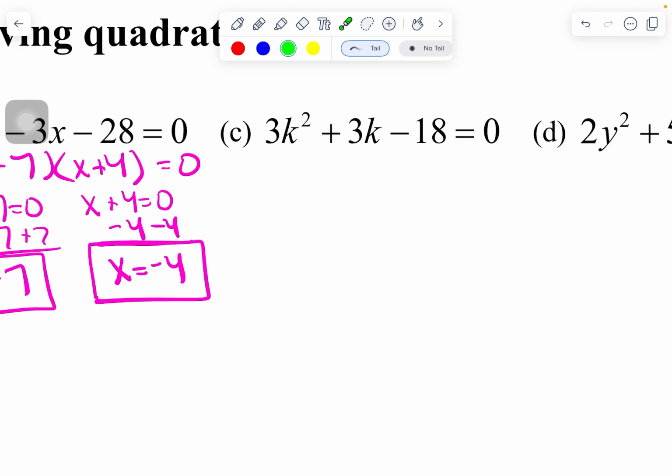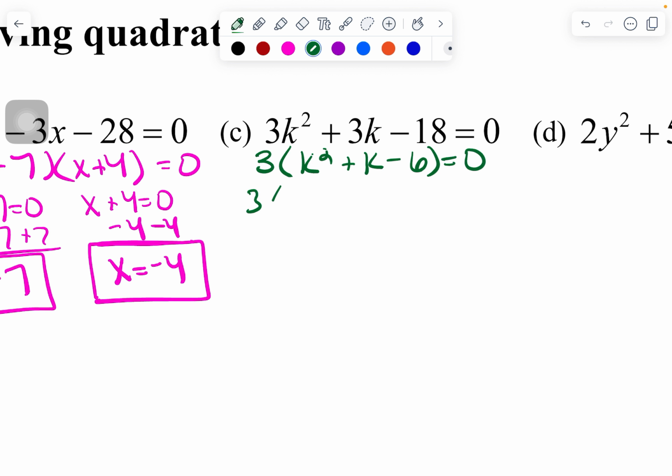All right, moving on down to part C here. Is it equal to 0? Yes, they all so far are. That's great. Do we have a GCF? And the answer for this case is yes, we do. So I'm going to go ahead and factor out a 3. So k squared plus k minus 6 is equal to 0. And then I'm going to factor the rest of this. So k, I'm going to get 3 and 2, positive, negative.